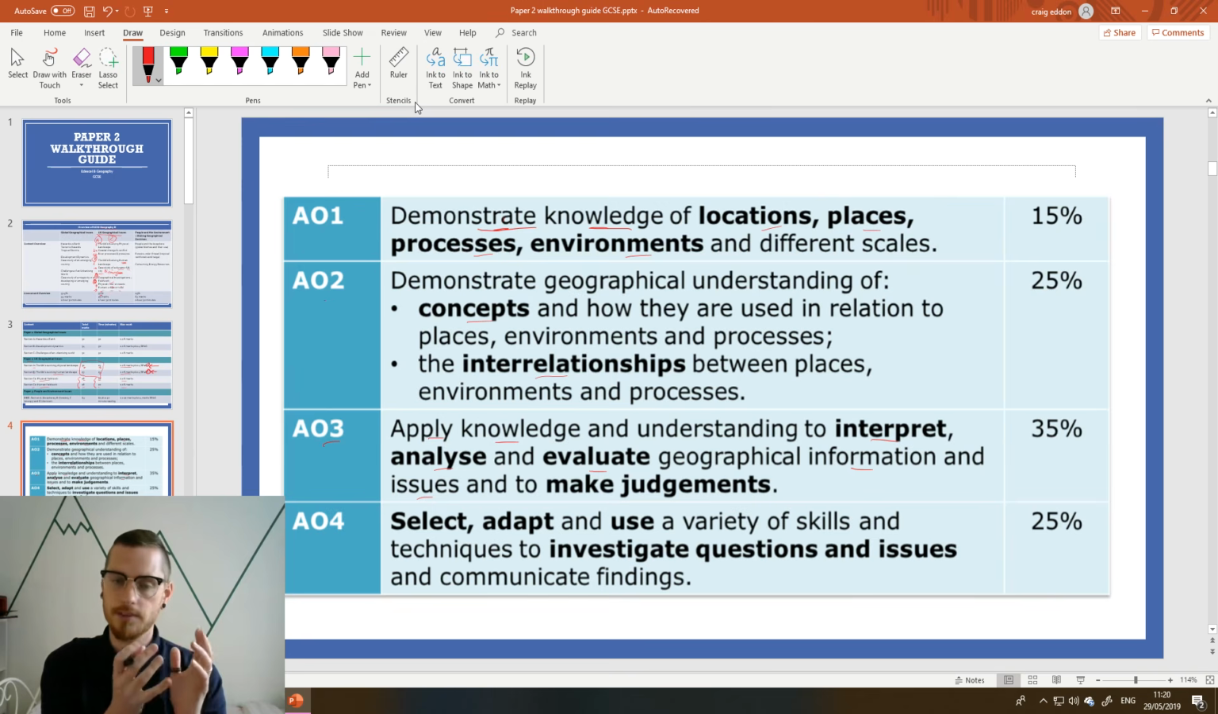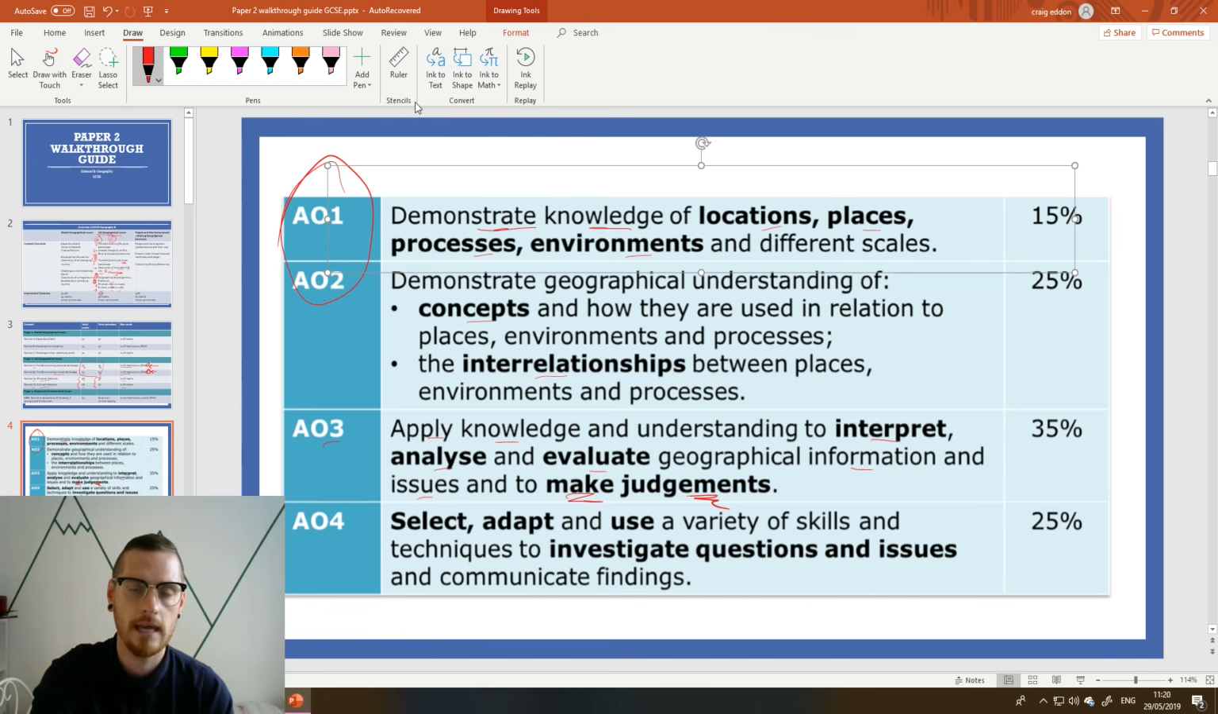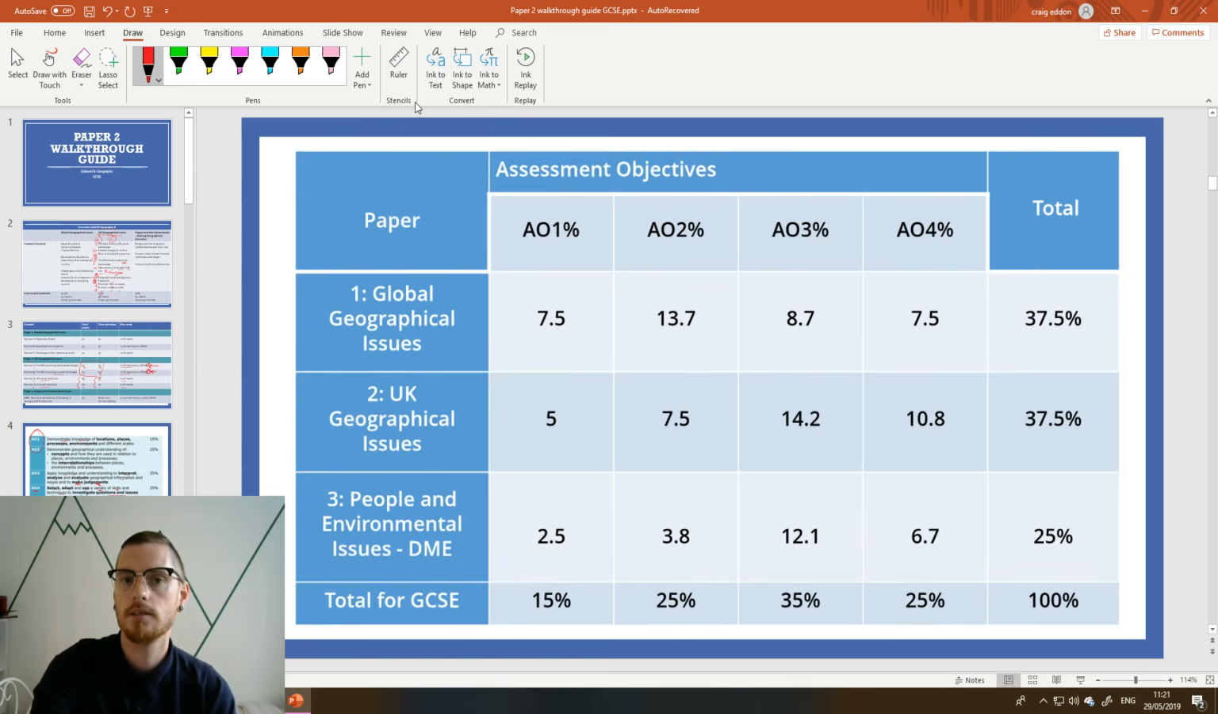Basically, you're able to take your knowledge and apply it to a resource, and then from that, you can make judgments, okay? Not just saying what you know. That's AO1 and AO2. It's applying it. And lastly, AO4 is the ability to select, adapt, and use a variety of skills and techniques to investigate questions and issues. Basically, this is all about your geographical skills and you applying that to these questions. This is very much a different paper to paper 1. Let's have a look at the assessment objective spread for these papers.